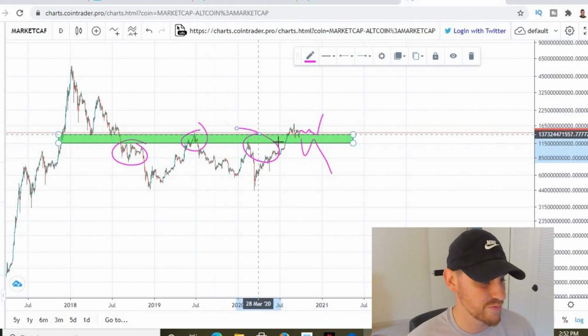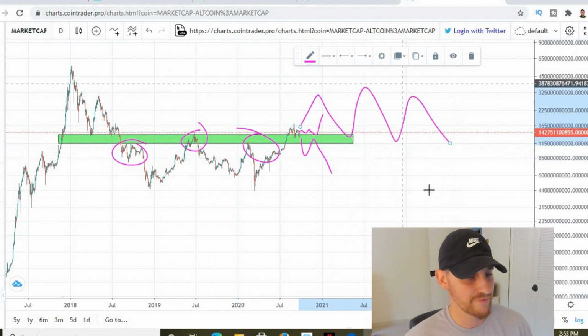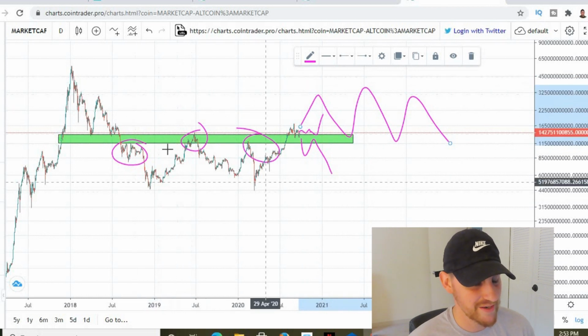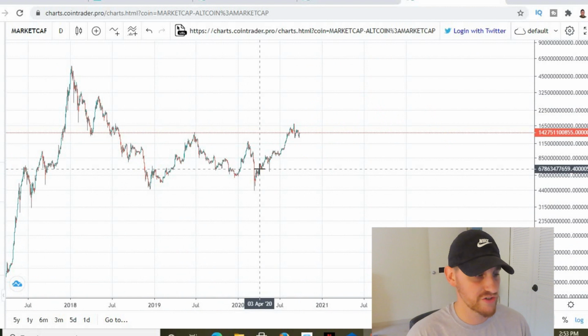If it did, we would have to do something like come back up, down, up, down, up, down for a few months or years before we could break it again, if anything was like back here. So that's just the shorter term time frame outlook that I have, or the longer term time frame, to be quite frank, of the altcoin market cap.